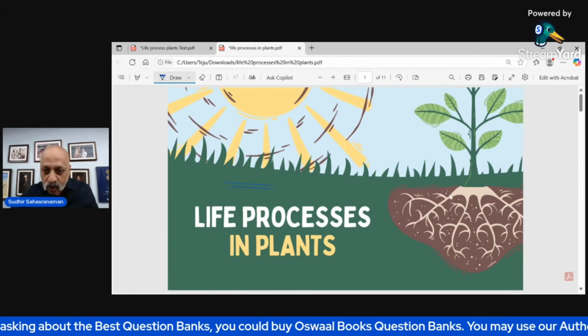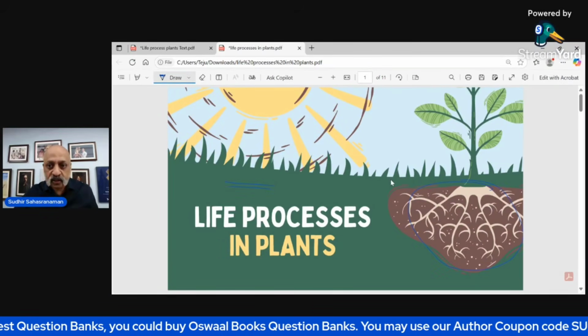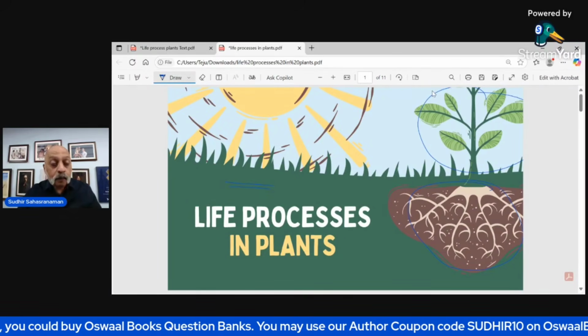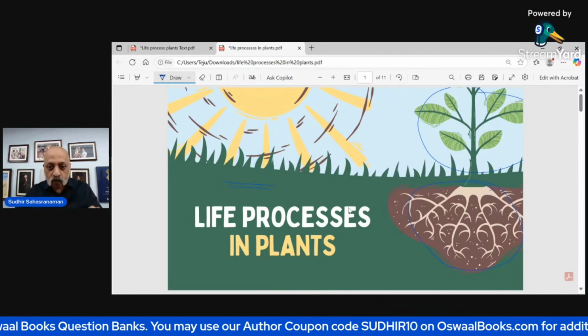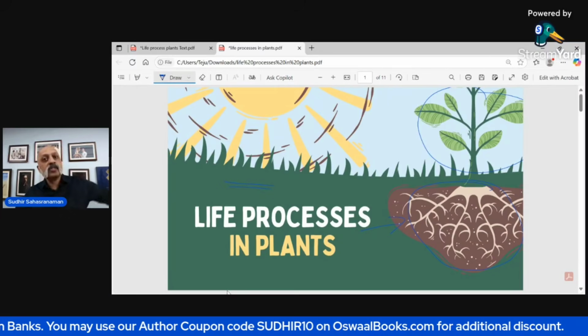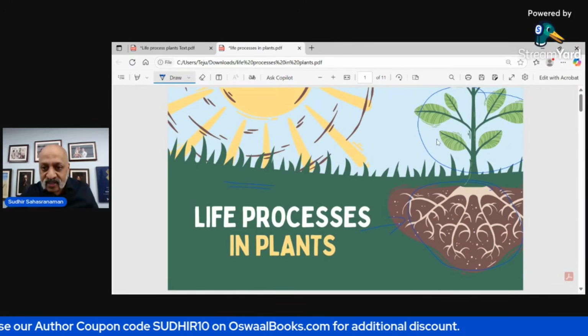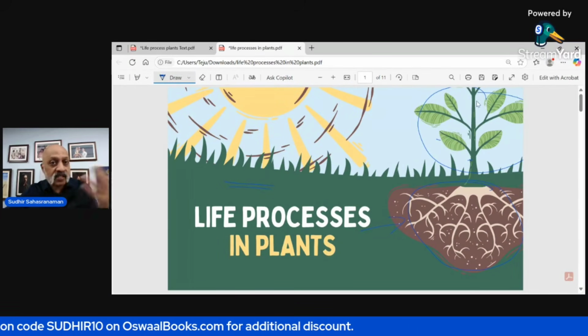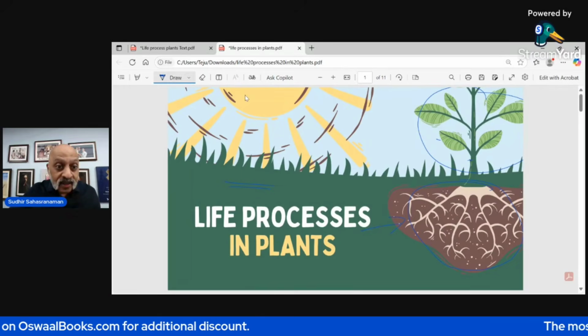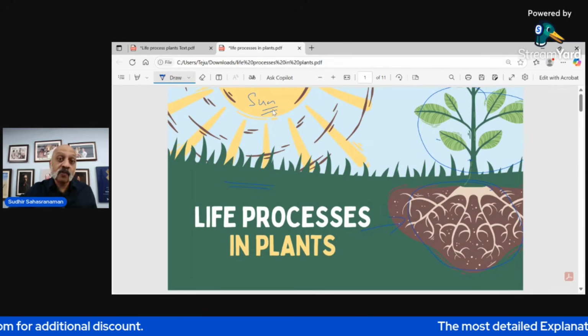Okay, then you have the entire root system. Then you have the upper part, what we see normally. We obviously don't see all these roots unless you uproot the plant. We see the leaves, we see the stems, in some cases the flowers, the fruits, etc. Then you have the sun factor.